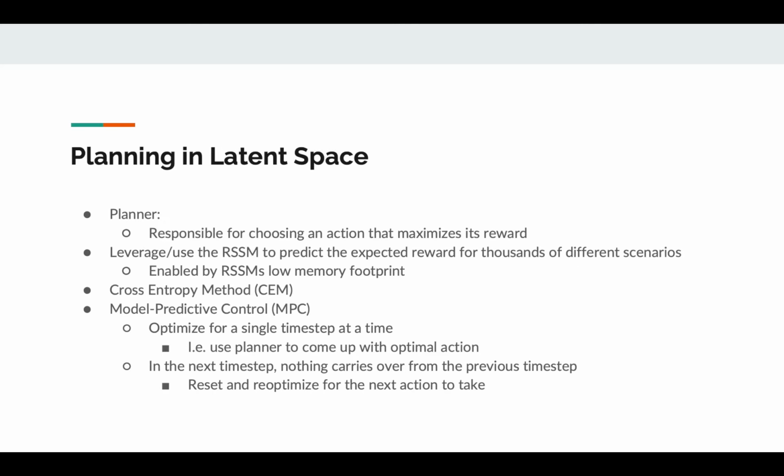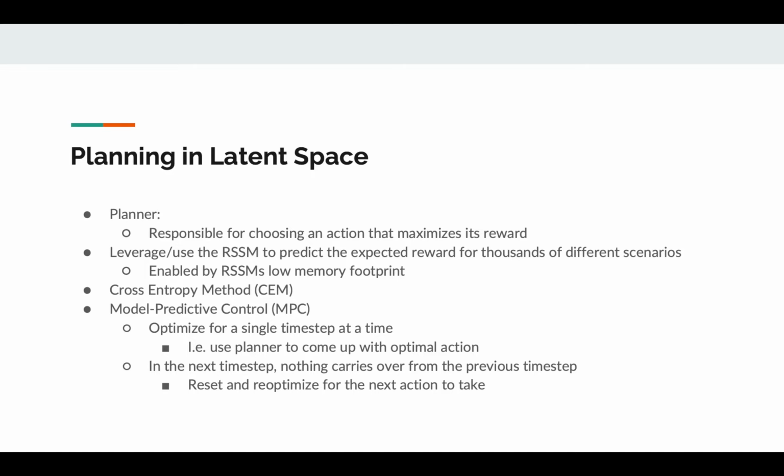The next main contribution of the paper is the planning algorithm. The sole responsibility of the planner is to come up with the best action that maximizes the agent's reward. The planner uses the RSSM to predict many different features in latent space. Since the latent states are low-dimensional, the planner can efficiently predict thousands of different future state action trajectories. The planner is based on the cross-entropy method, or CEM, which I'll get into on the next slide.